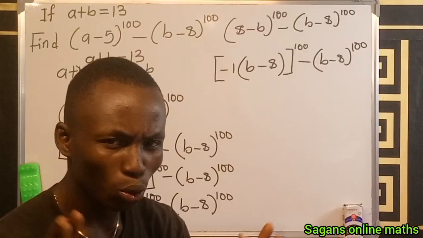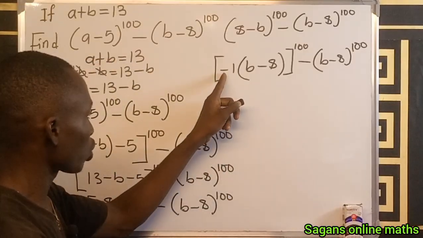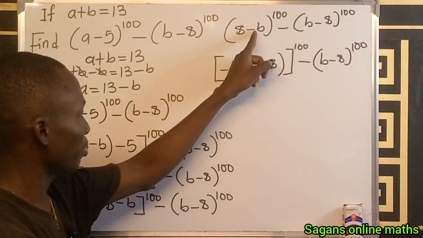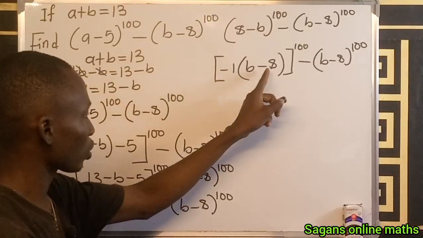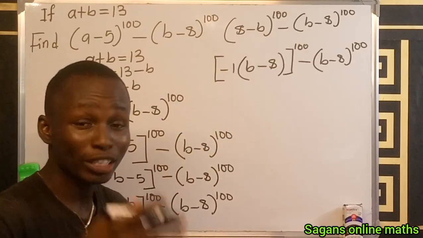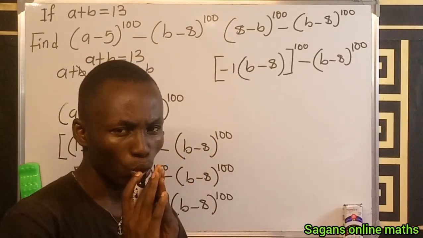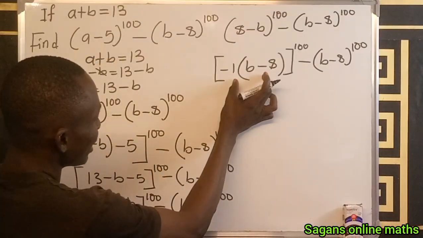Because we all know that -1 times b is minus b. -1 times -8 is 8, because minus times minus is plus. Okay? Now this is equals to this.